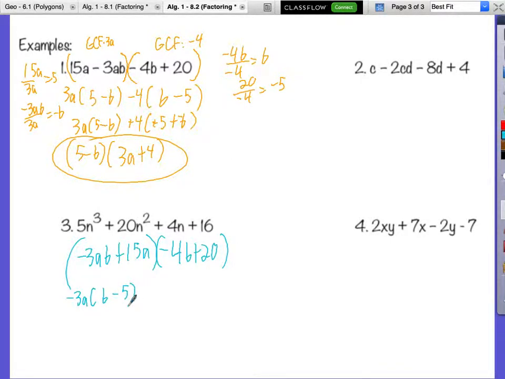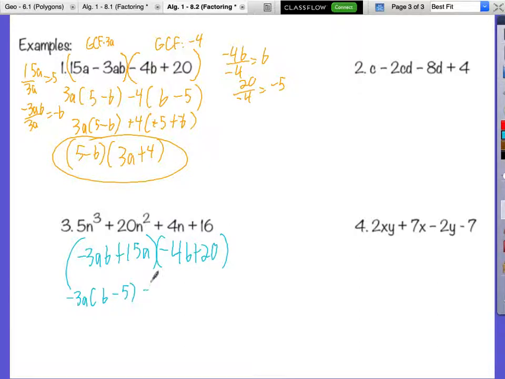And the reason this will help us here is this second parenthesis, is it still the same as the second parenthesis was up here? Everyone look up here right now. Is this second parenthesis in the blue the same as this second parenthesis up here? Negative 4b plus 20, negative 4b plus 20.